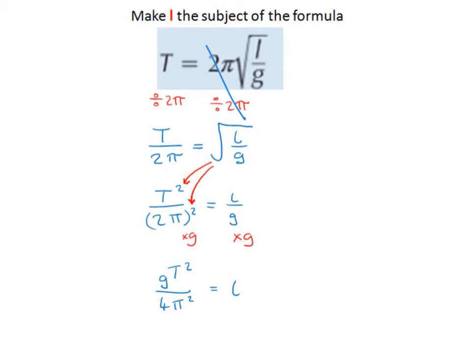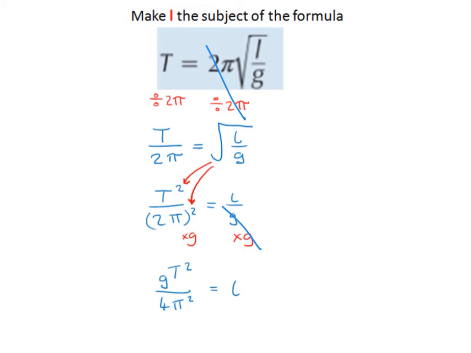The opposite of divide is multiply. If I multiply by G, I can cancel these out. But if I multiply by G on the right, I must multiply by G on the left. So my numerator is going to be t squared multiplied by G, which is gt squared. And my denominator is going to be 4 pi squared. 2 squared is 4, and pi squared is just pi squared.